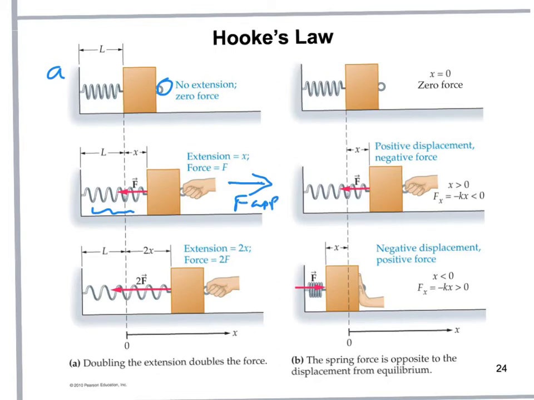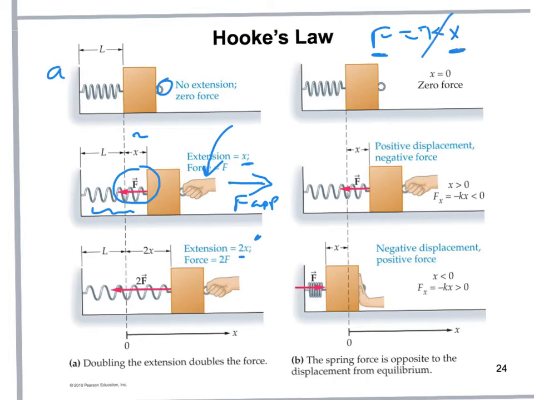So this is F applied, but the spring exerts its own force on the block. The spring is resisting the effort you're doing. So you're pulling in one direction, but the spring is trying to fight you, pulling in the opposite direction. You pull it and extend the spring by a distance x. But then you double that distance, and you see here where you double that force. And here we have our direct relationship, directly proportional.